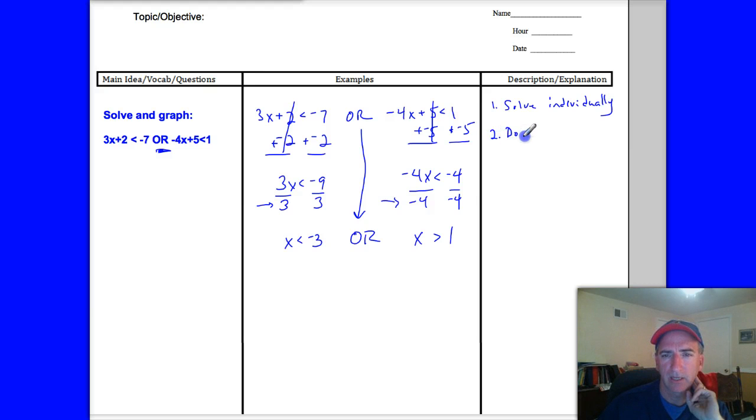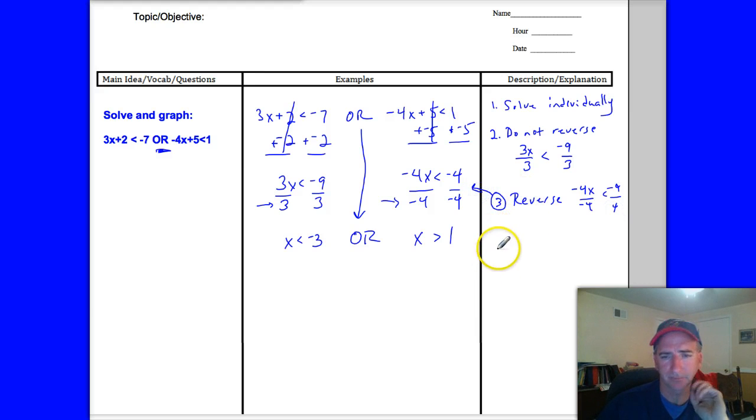Okay, here's another note. Do not reverse. I meant to put this over here a minute ago. This point right here, I've just run into this mistake. You don't reverse the sign at that point, okay? But number 3, you do reverse when you go negative 4x divided by negative 4, sorry, which was this point right here. Okay, we do reverse the sign at that point. And then we're going to graph and start with the boundaries here.